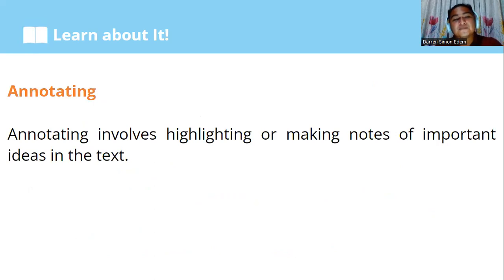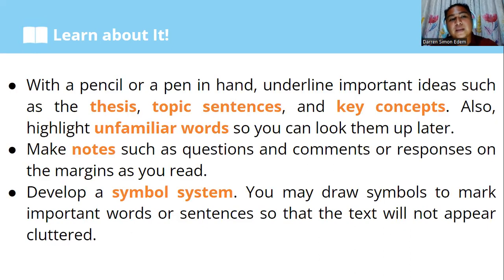Next, annotating. Annotating involves highlighting or making notes of important ideas in the text. Annotating is a skill commonly used by voracious readers or scholars who intend to learn deeper by relying on the text that they are reading or studying. When we talk about annotating, we use pencils or pens to underline important ideas such as the thesis statement, the topic sentence, or key concepts that we've come across.